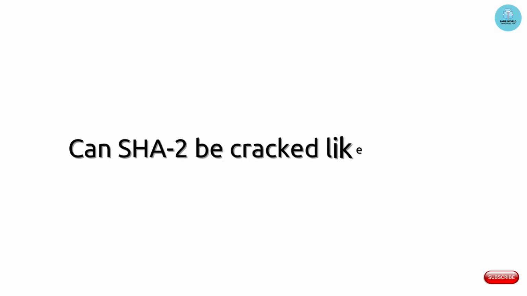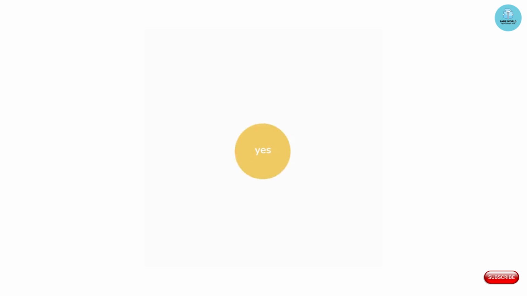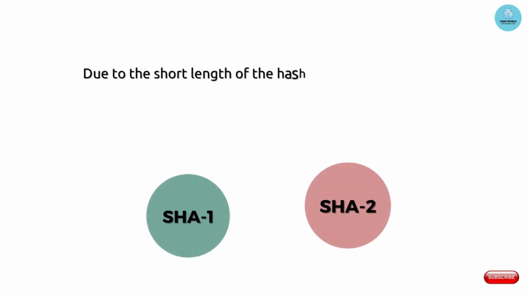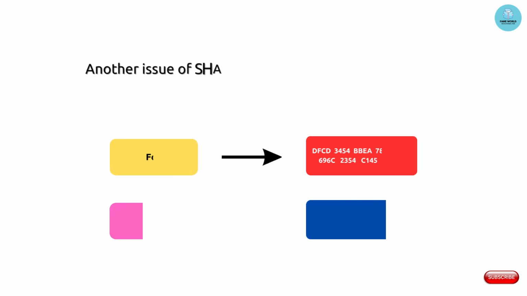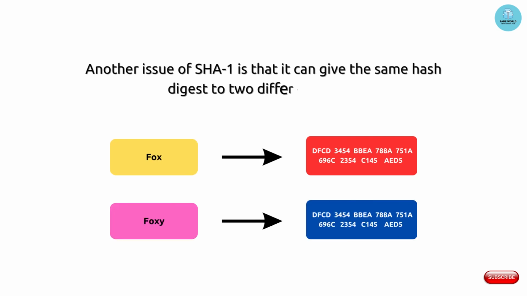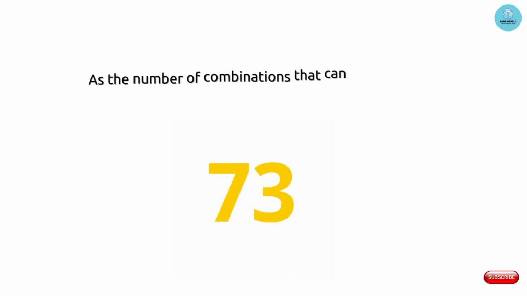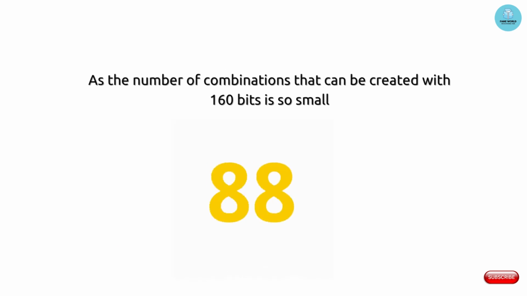Someone may wonder, can SHA2 be cracked like SHA1? The answer is yes. Due to the short length of the hash digest, SHA1 is more easily brute forced than SHA2, but SHA2 can still be brute forced. Another issue of SHA1 is that it can give the same hash digest to two different values, as the number of combinations SHA1 can create with 160 bits is so small.